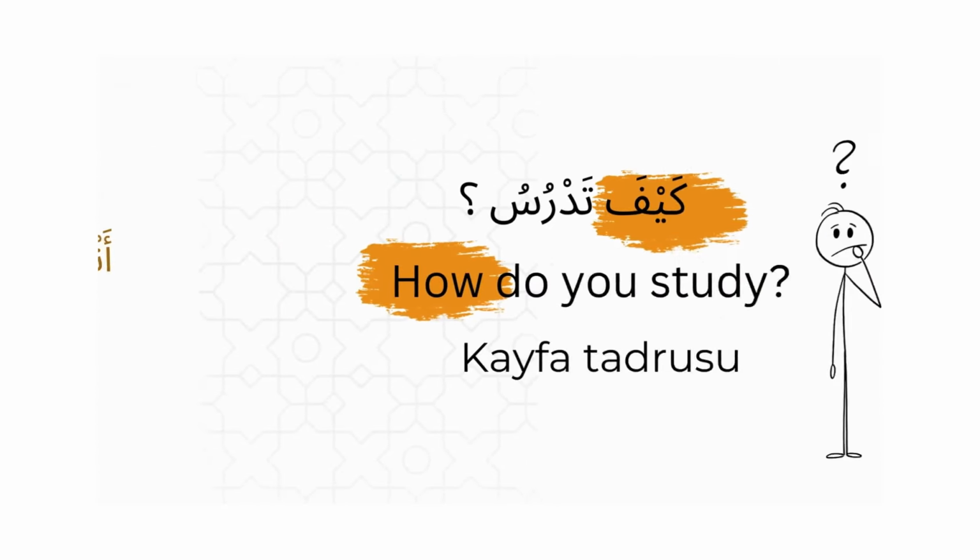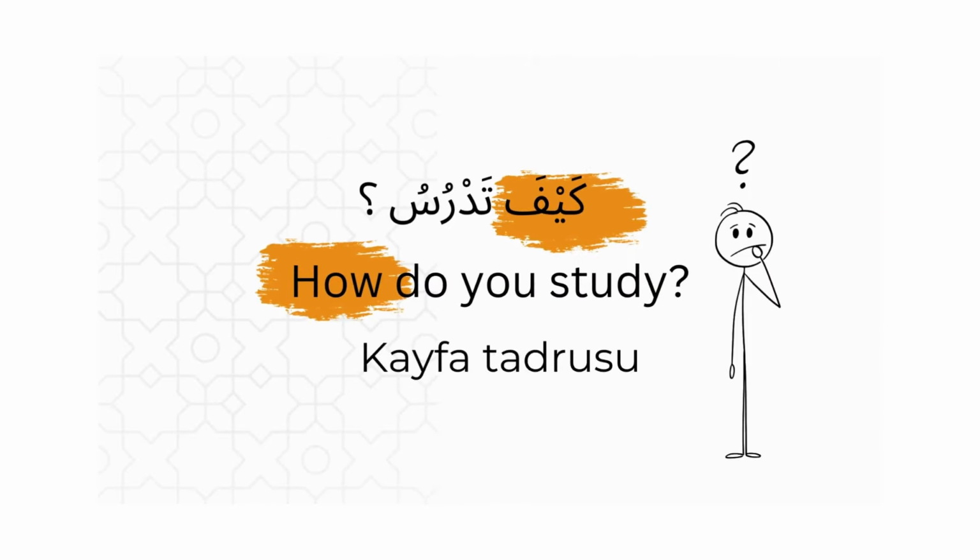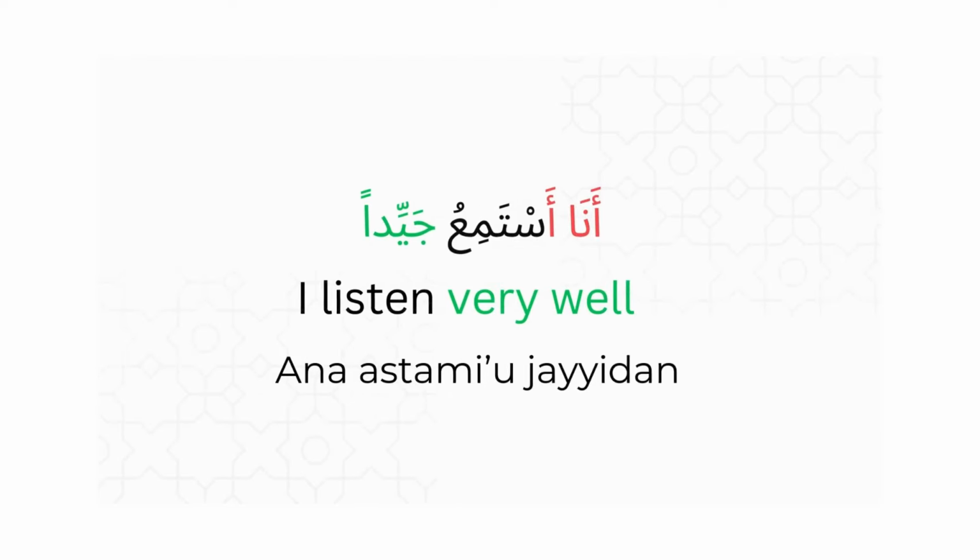To ask the question, how do you study? In Arabic we say, كيف تدرس. كيف means how. And the verb تدرس refers to the pronoun أنت. Only we don't have to use it in this case. We don't have to say كيف تدرس أنت. We say كيف تدرس. How do you study?